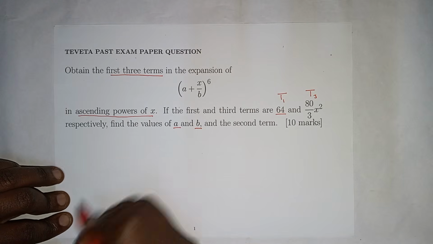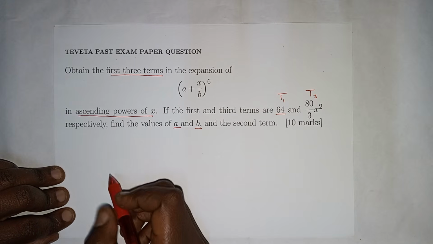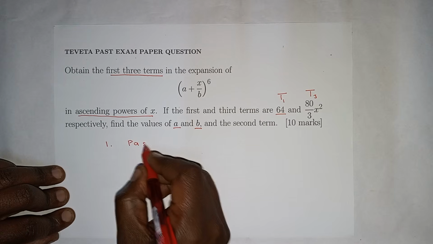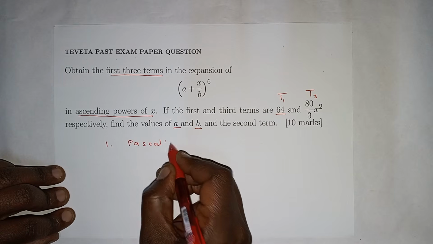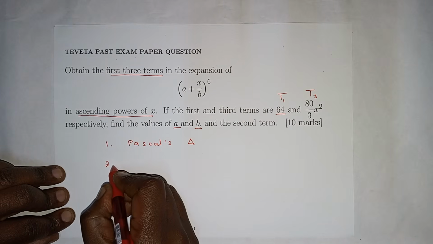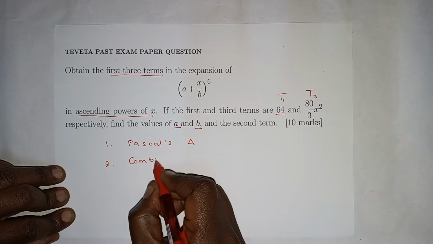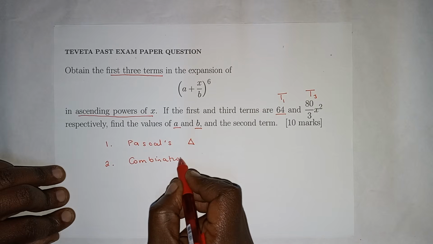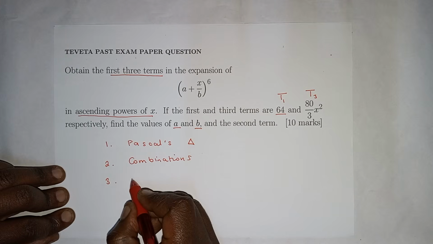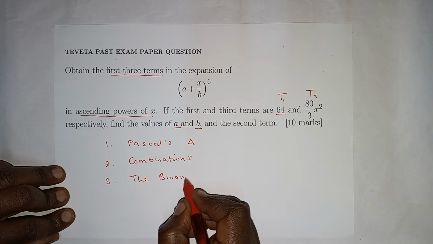We have learned three methods of expanding binomial expressions. The first one being the Pascal's triangle. The second one is where we use combinations. And method number 3 is where we use the Binomial Theorem.